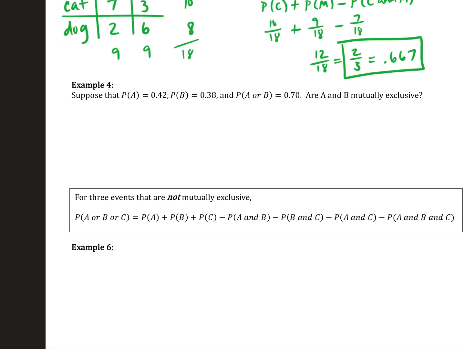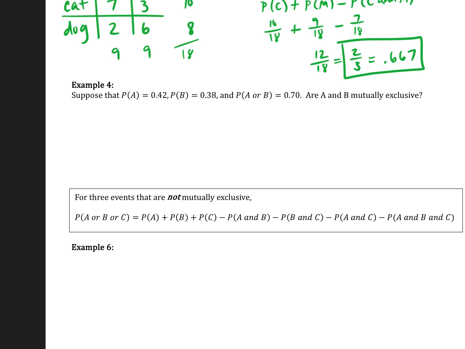Suppose that the probability of A equals 0.42, the probability of B equals 0.38, and the probability of A or B is 0.7. Are A and B mutually exclusive? So, what is the definition of mutually exclusive? What math do we need to remember? A and B equals 0. So if I'm saying, are they mutually exclusive? You're finding what is the probability that both occur. If it's 0, they are. If it's not, they're not.